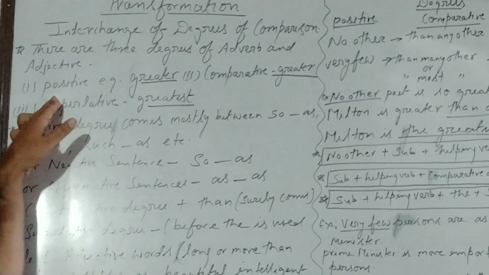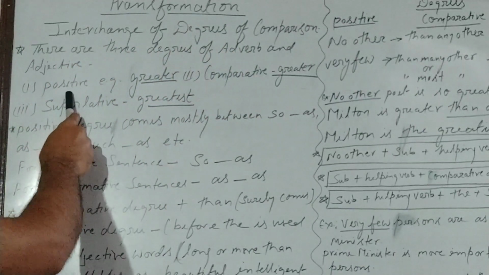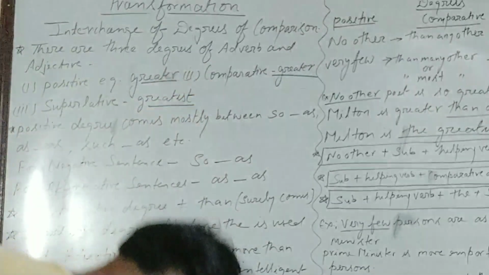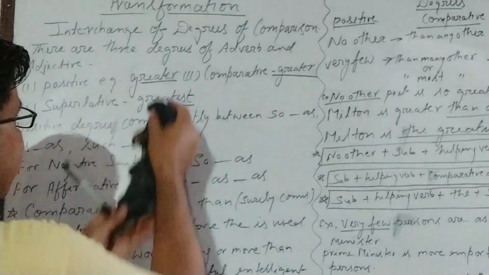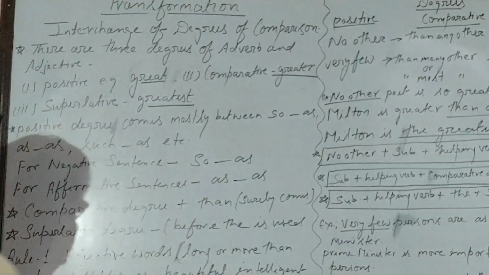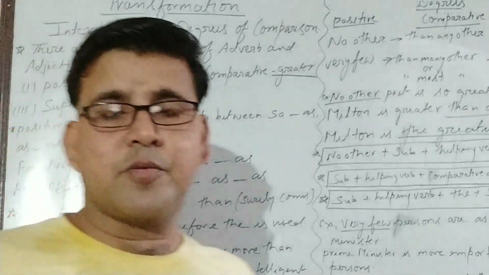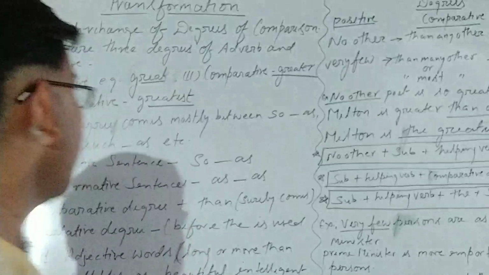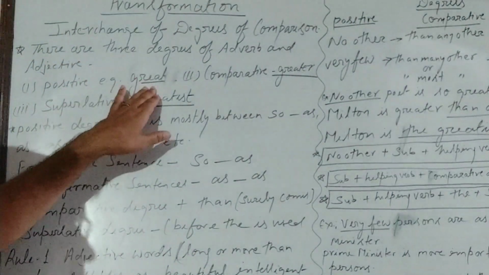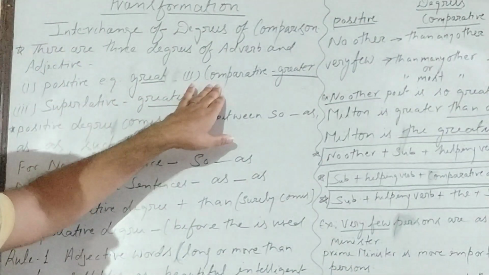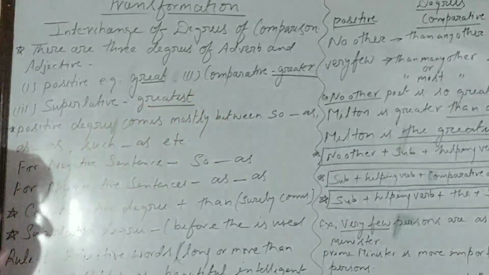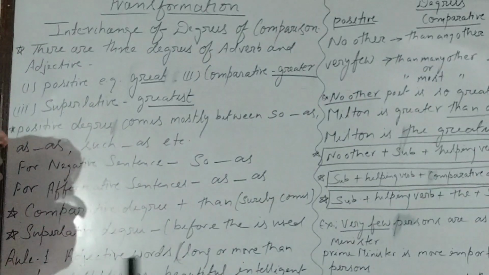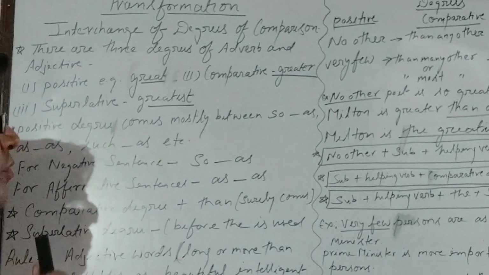The first one is called positive, for example, great. Great is the first form of adjective. Actually, the first form of adjective is called the positive degree. Now we talk about the second, comparative. Comparative means greater. Greater is the second form of adjective, so this is called the comparative form of degree.